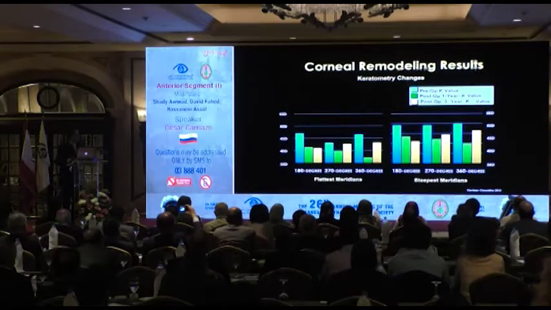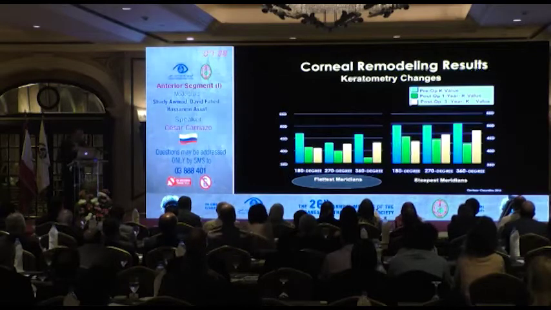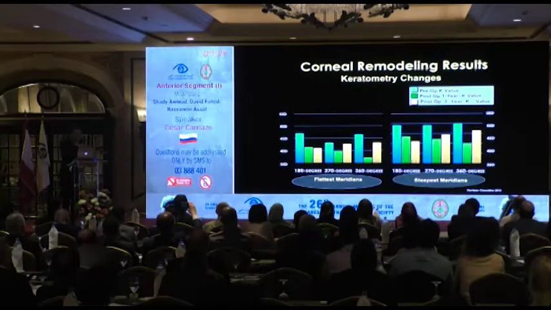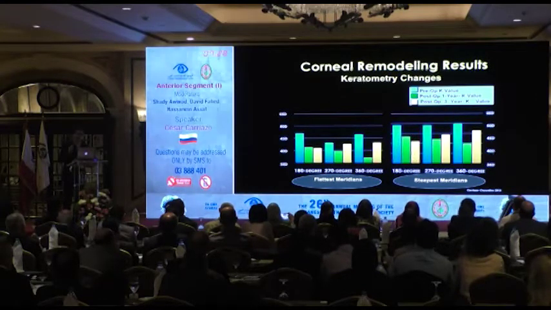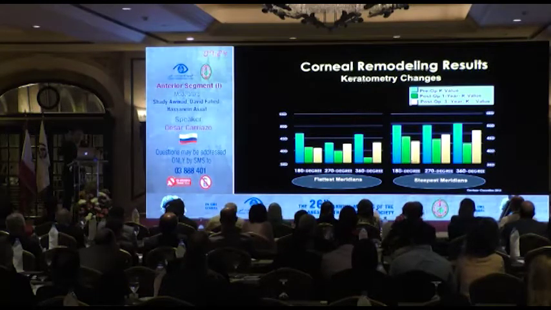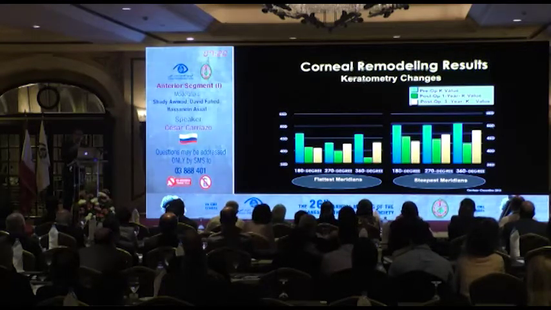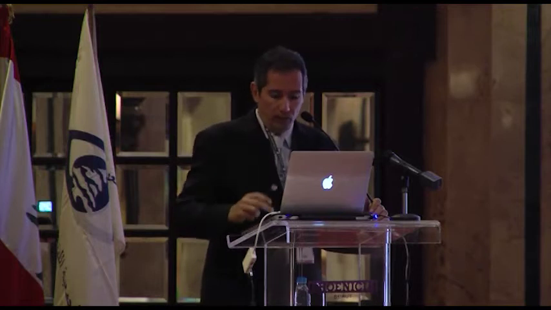And this is the keratometry change. We flatten the flattest meridian in the three groups, and we flatten the steepest meridian in the three groups. What does that mean? We are flattening the flat meridian too much. So at this moment, we had a hypercorrection in the flat meridian. A little hypercorrection is not too much, but we had it. And we had to modify it, because we have a short time to work on that, in order not to have too much correction in the flat meridian, just in the steep meridian.